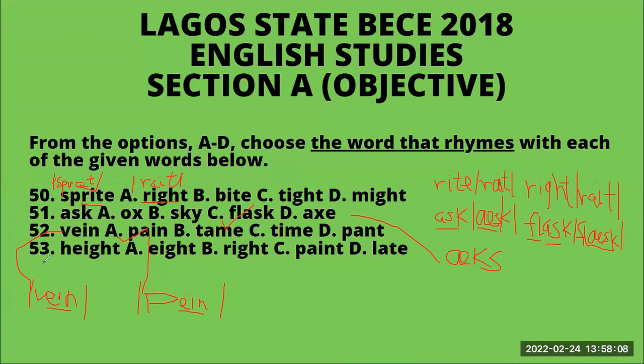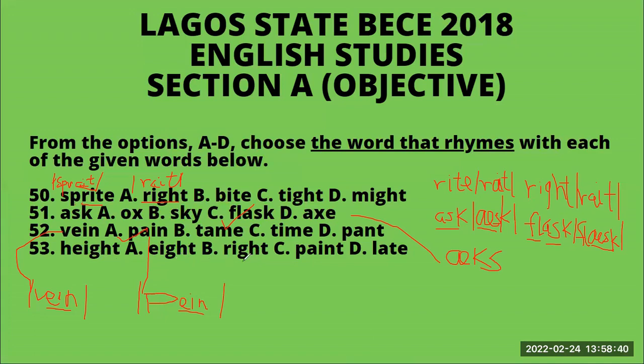Then the last one, question number 53, we have height. Again, you see that English words, the way they are spelled, differ from the way they are pronounced. Here we have H-E-I-G-H-T, and what the sound exactly is, is height. One would have expected 8 to rhyme with it, but the sound here is 8, and this is height.